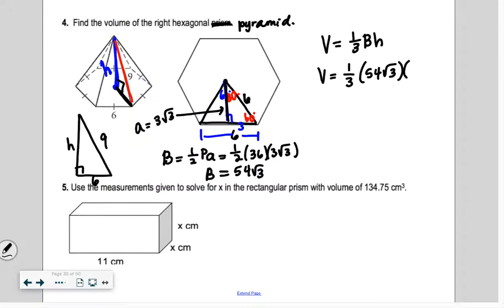So how do we get h? Yeah, Pythagorean theorem. So I'm going to say h squared plus 6 squared equals 9 squared. So I'm going to have 81 minus the 36. So I end up getting h squared is equal to 45. What's the square root of 45? Well, how would I write that? 3 root 5. You guys are on it.